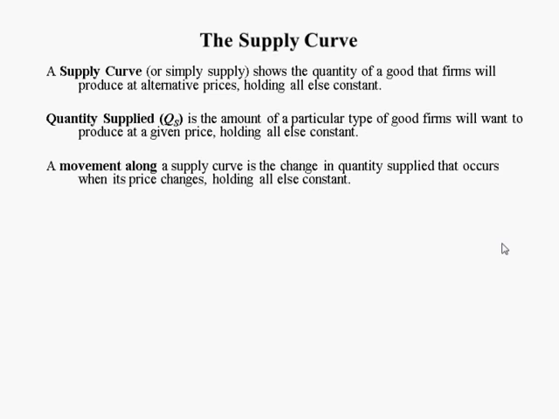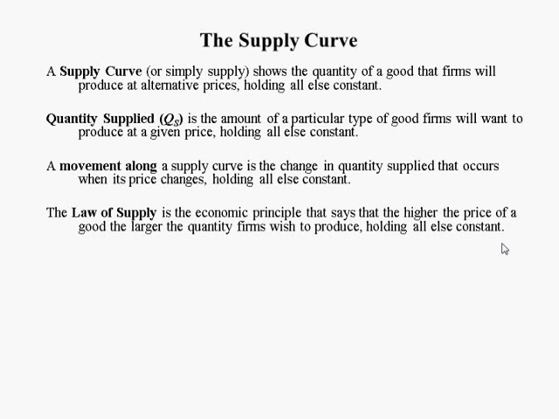A movement along a supply curve is a change in quantity supplied that occurs when its price changes, holding all else constant. So quantity supplied corresponds to a point on the supply curve, and if the price of that good rises, quantity supplied rises. Supply is held constant in that scenario. The law of supply is the economic principle that says the higher the price of a good, the larger the quantity firms wish to produce, holding everything else constant.